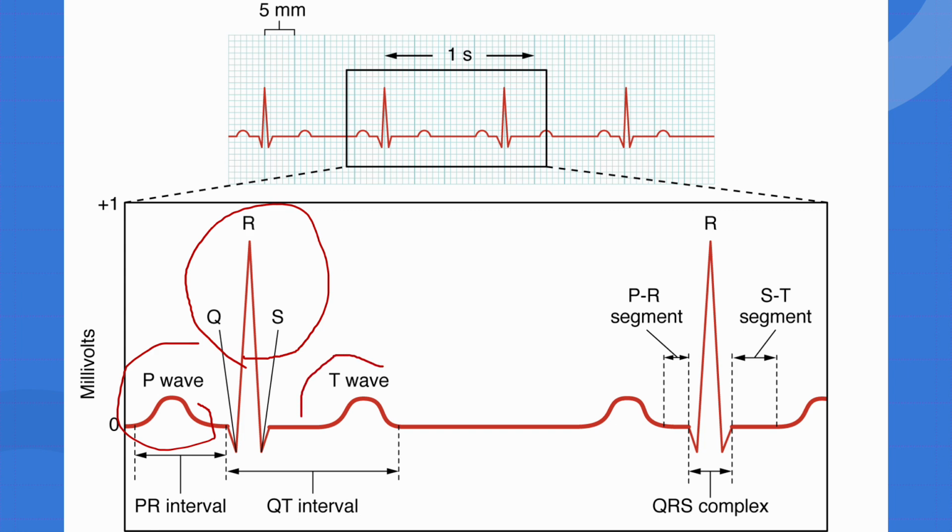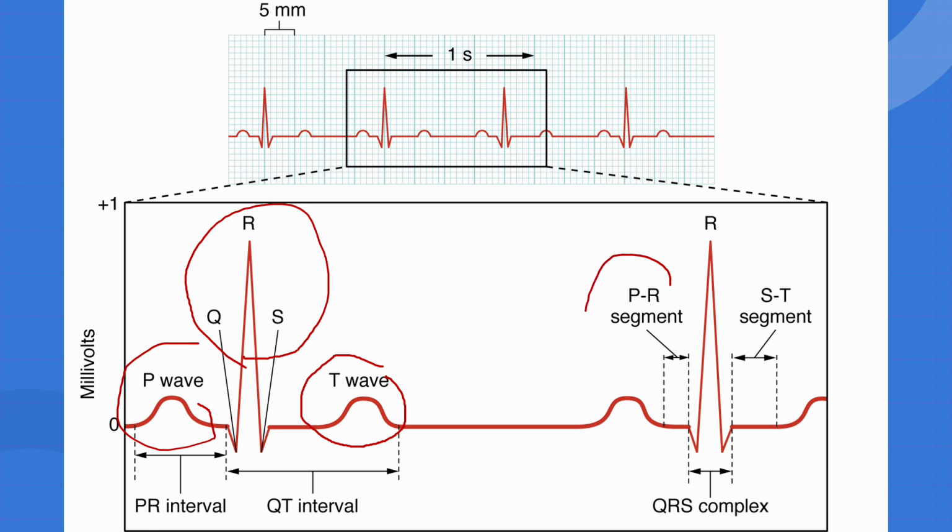This is the T wave. The T wave represents ventricular repolarization, the resetting of the ventricles for the next contraction. An inverted or peaked T wave could signify electrolyte imbalances or other cardiac conditions.